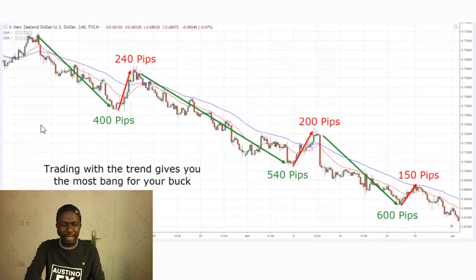If you look at the green arrow, you see that the green arrow has more movement than the red arrow. So the red arrow is just a pullback, while the green arrow is the direction of the trend. So for you to catch more pips, you have to trade in the direction of this green arrow. Don't ever try to trade in the direction of the red arrow. Don't try to trade against the trend. Trade in the direction of the trend. So if the price makes a pullback, you take a sell trade.